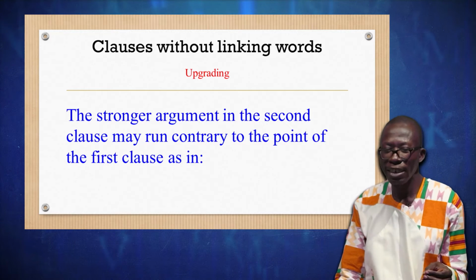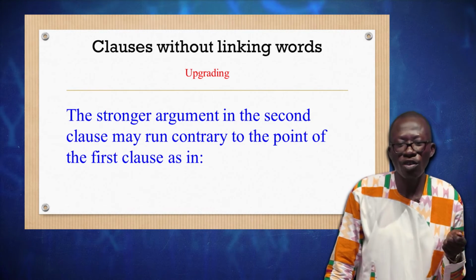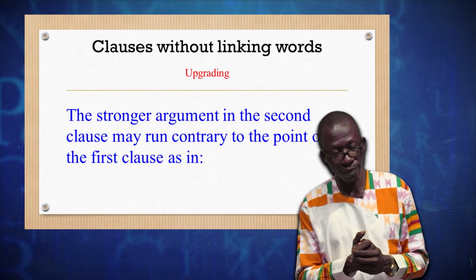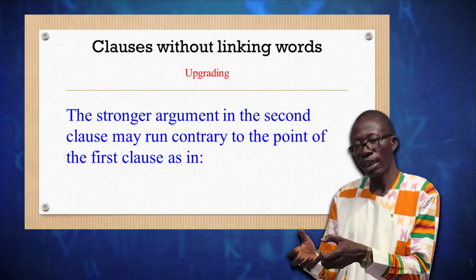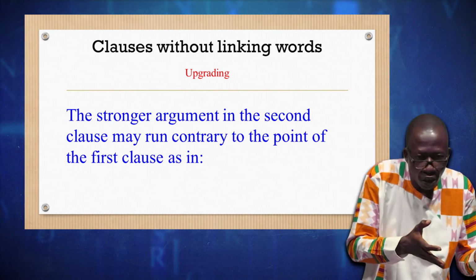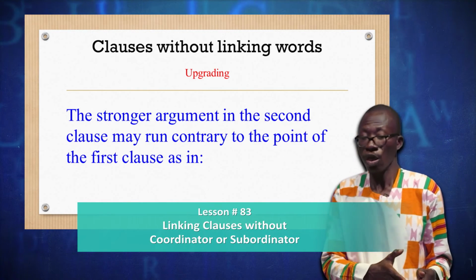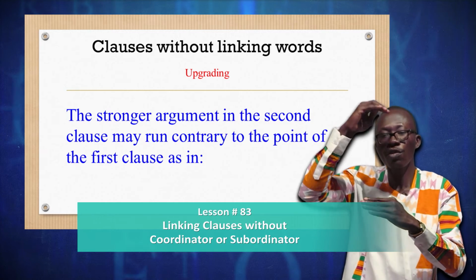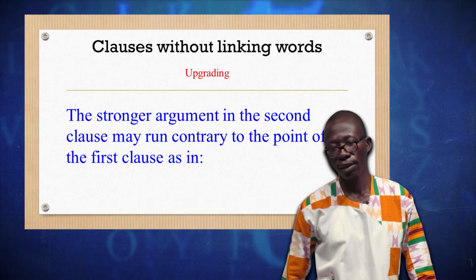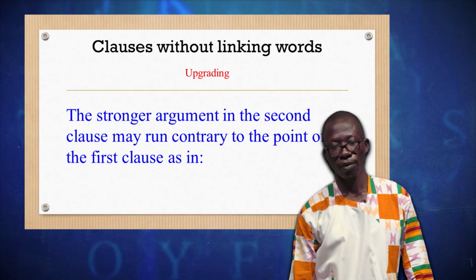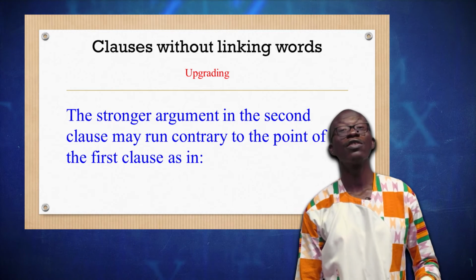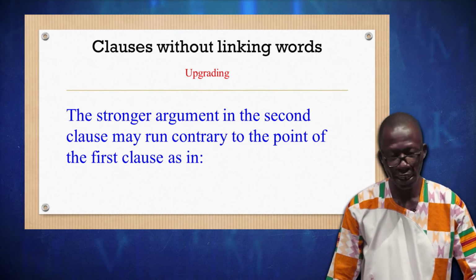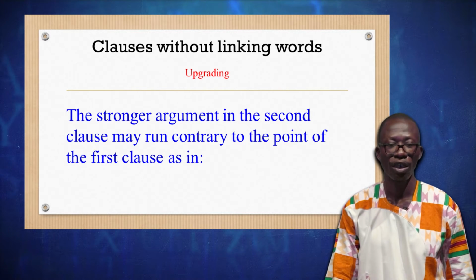The stronger argument in your second clause may run contrary to the point of the first clause. So it is not always the case that the stronger argument in your second clause should be in line with the first one. No. But the stronger argument, the upgraded information, could run contrary to the first one. We are saying it could run. We are not saying it always does. No, it could run contrary to the statement in your first clause. So we are saying an upgradement.